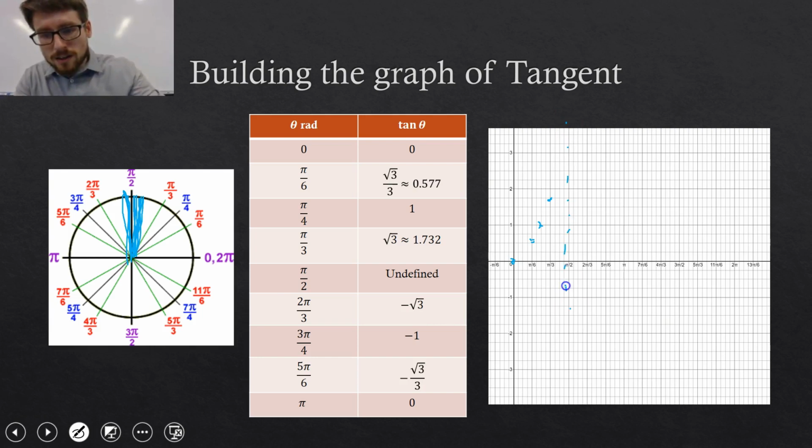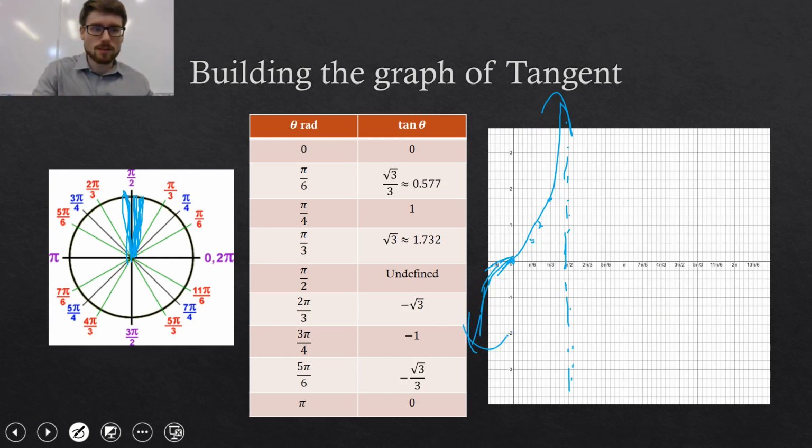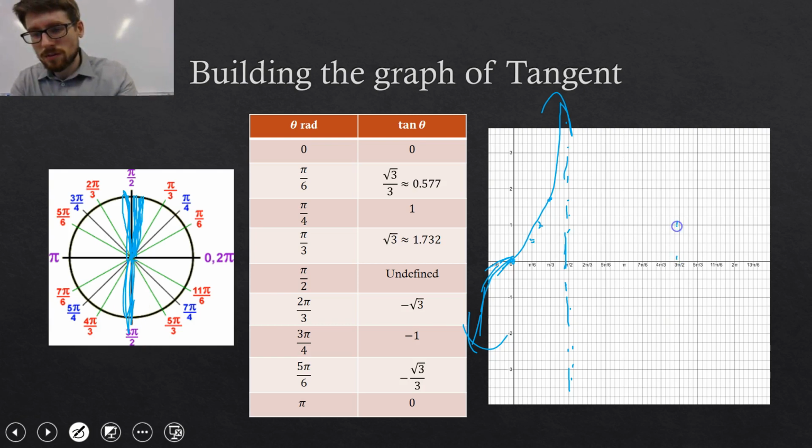Remember I said as we get close to pi over 2, it's getting bigger and bigger and bigger. So it looks like we're going to curve up to infinity like that. Though I don't show you on our table, it does in fact curve down to the left over there. And then we're going to have another vertical asymptote when we're at 3 pi over 2. That's the other time the slope is undefined. So at 3 pi over 2, we have another vertical asymptote.